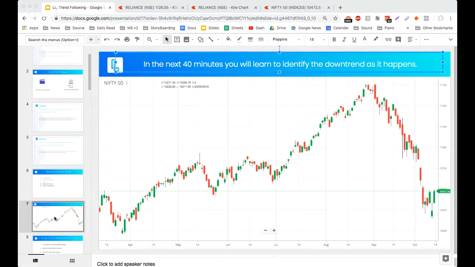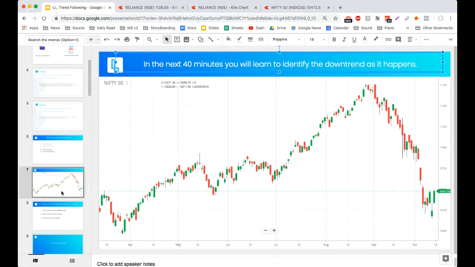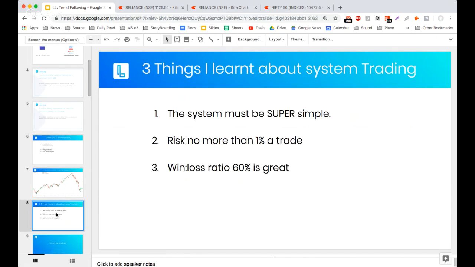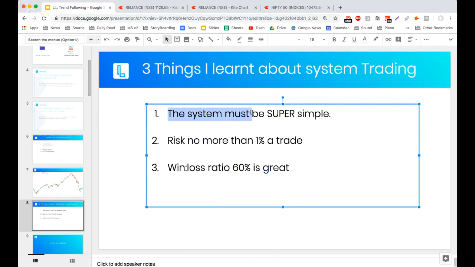Great, let's begin. All right, so before I actually start, I wanted to tell you 3 things that I learned over the last 12 years. And they're very simple things. The first thing is that the system you trade must be super simple.